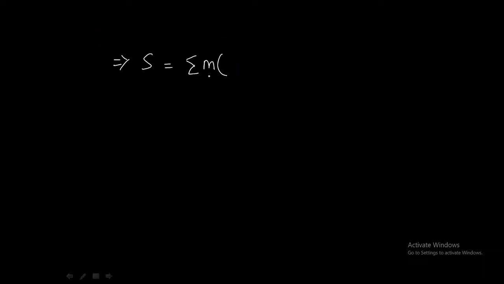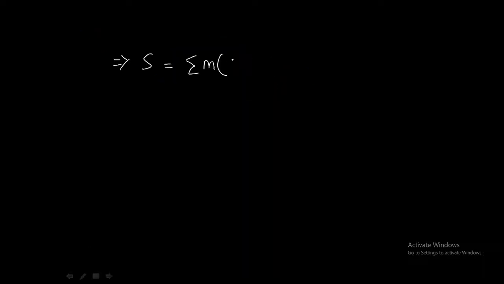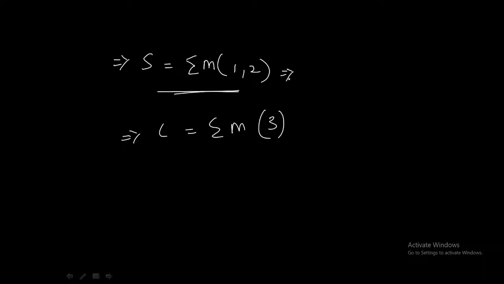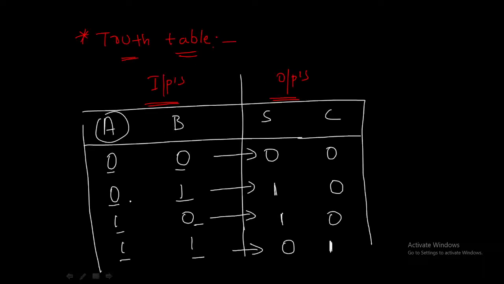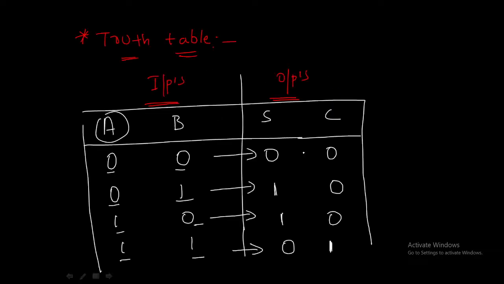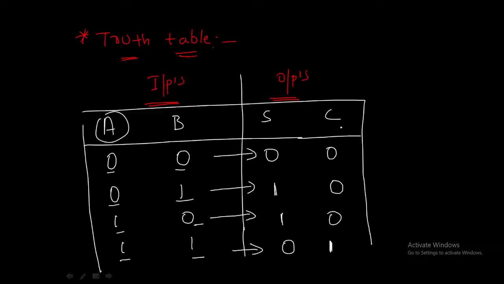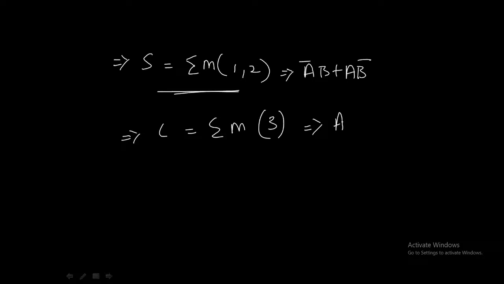So what are all the minterms we have? For sum we have sigma m of 1, 2, and for carry we have sigma m of 3. If you write these minterms, you will have a bar b plus a b bar, and here you have ab. So this is the expression for sum.